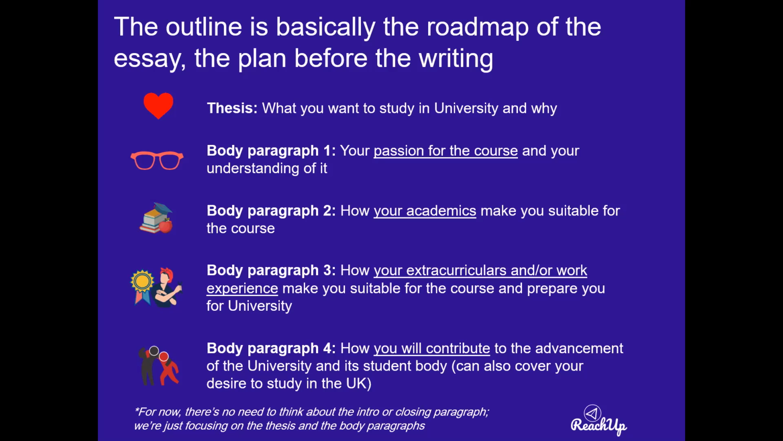Your second body paragraph will start off with a topic sentence that describes how your academics make you suitable for the course, just as we saw earlier in the Stutter personal statement. The third body paragraph will start off with a topic sentence that describes how your extracurriculars or work experience make you suitable for the course and how they prepare you for life in university.